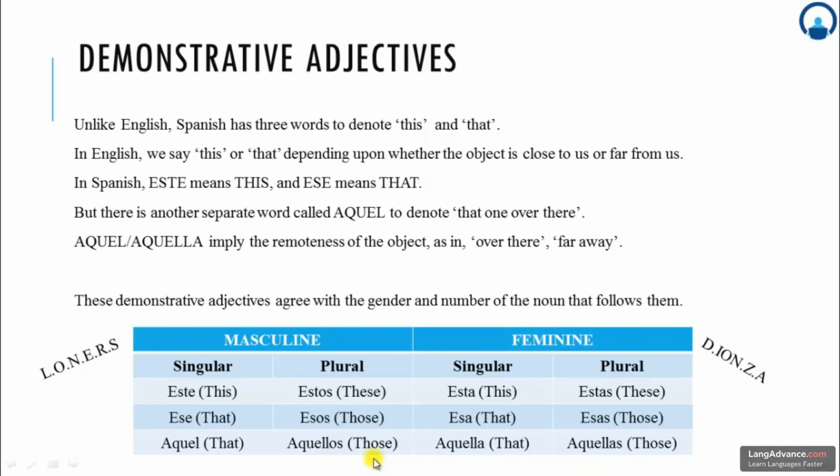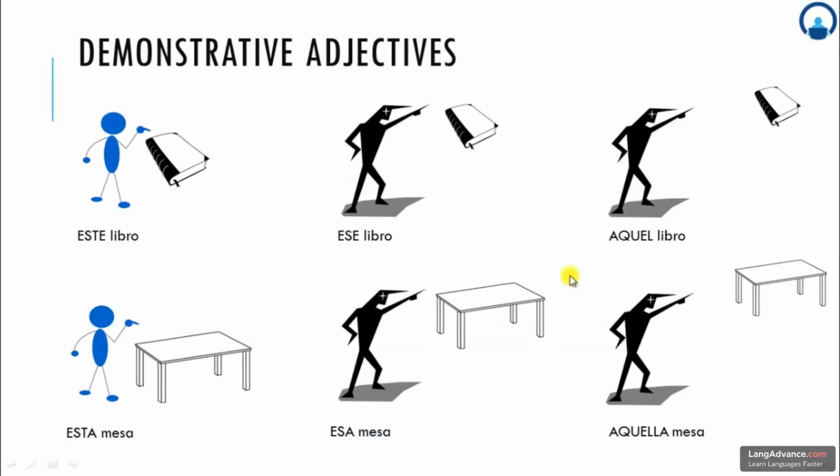For feminine singular, esta means this, esa means that, and aquella means that one over there. And for plural feminine, it is estas, these, esas, those, and aquellas means those, the far one. We'll see this with an example to get a better understanding of demonstrative adjectives.